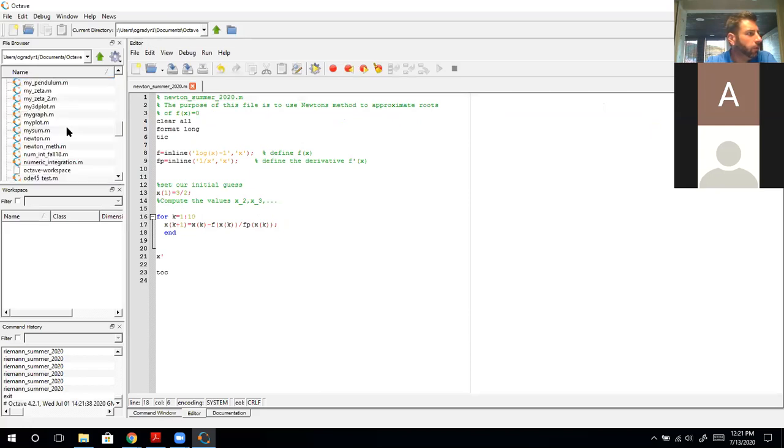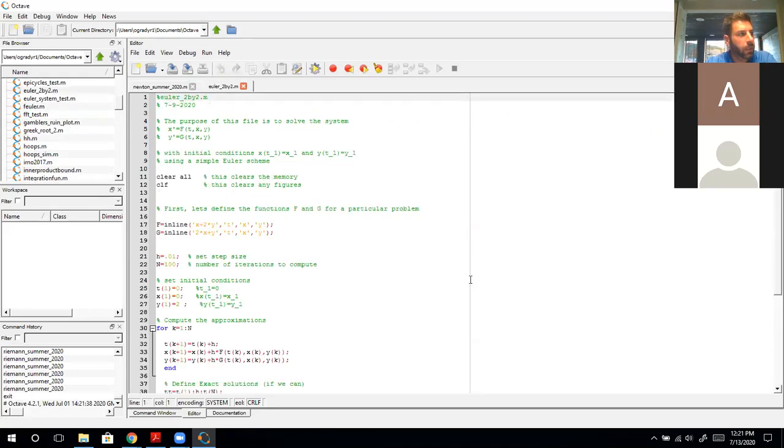I loaded it for you guys. Where's it at? It's Euler 2x2. This is the file. So I wrote this for you guys last week, and you can find this file on, what is it? You can find it on, I'm losing my mind, Canvas.